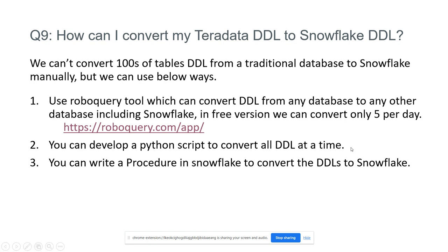So if you have some knowledge of how the Snowflake DDL should be, and some basic Python knowledge, like how to do find and replace, you can easily convert all the DDL at a time by using this Python script. Or the third option is we can write a stored procedure in Snowflake itself, which can convert the DDLs to Snowflake. So this is also one option.